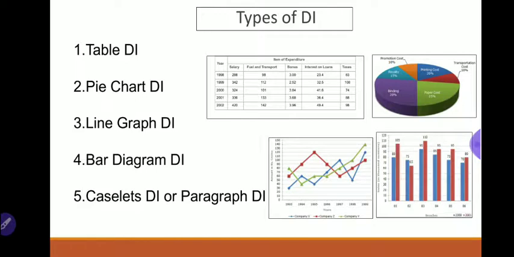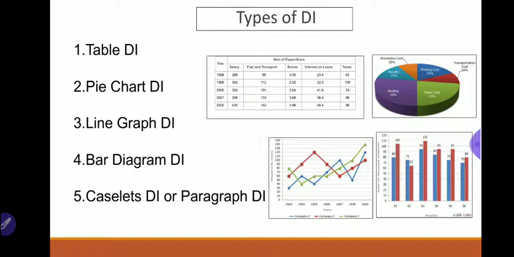And the last one is the cascade DI or paragraph DI. Here the data will be given in the form of paragraphs. You have to read that paragraph, understand the data, and draw a Venn diagram from that. And from that Venn diagram you have to answer the questions given below that cascade DI.